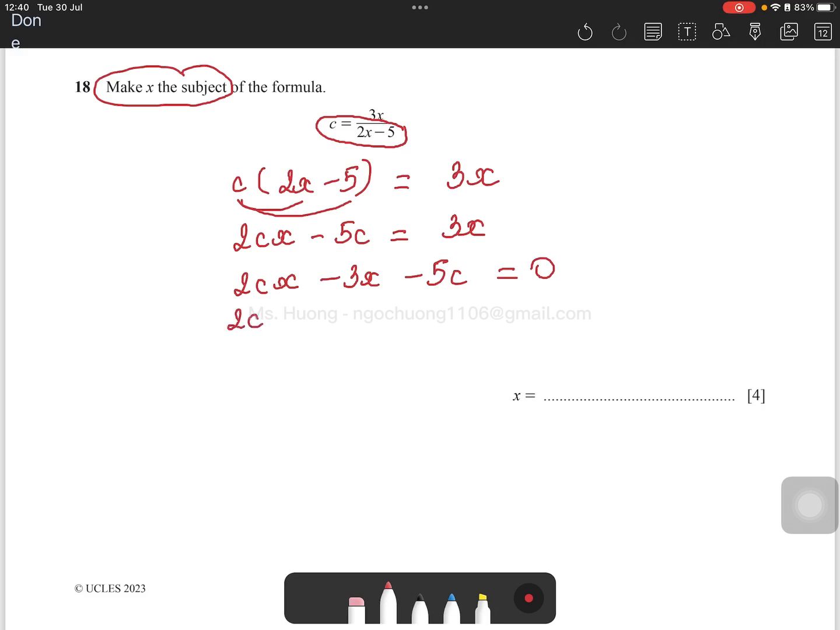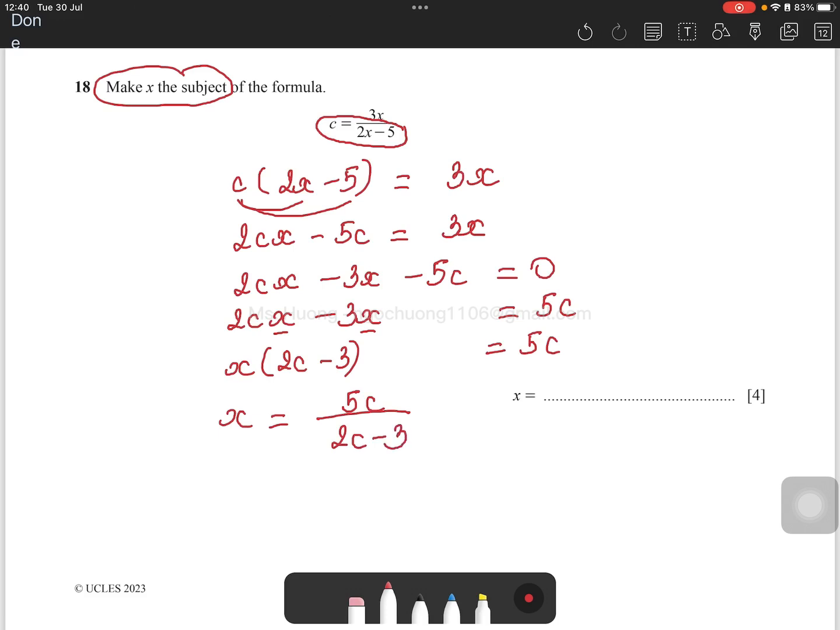2cx minus 3x minus 5c equals 0. Then I will add 5c to both sides. Now I factorize this. x is a common factor. We have x times (2c minus 3) equals 5c. Then x is equal to 5c divided by 2c minus 3 because I divide both sides by 2c minus 3. So the final answer is x equals 5c over 2c minus 3.